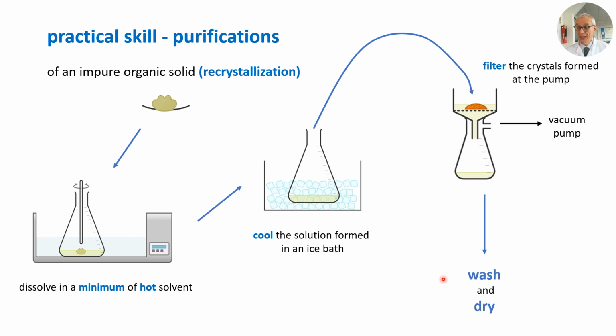So generally, in an A-level question, there'll be 3 marks for this process. Dissolve your impure solid in a minimum of hot solvent, and you may be given data to interpret to choose the right solvent. Cool the solution to recrystallize, filter under vacuum, and then wash and dry.